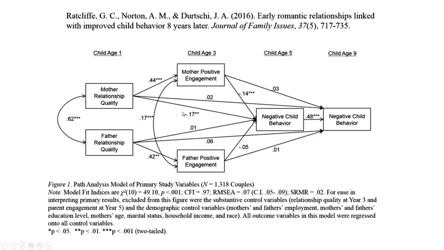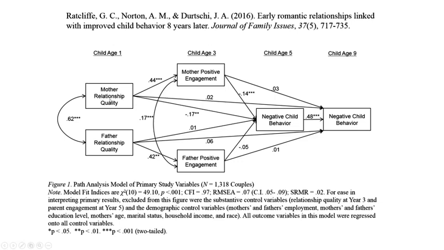If you're looking at this model, you can see we have our straight line, which means regression coefficient, and our curved line, which indicates correlation. What we're doing here is accounting for the correlation, the shared variance between these variables, because mothers' and fathers' reports of relationship quality and their positive engagement with their child will be related to each other.